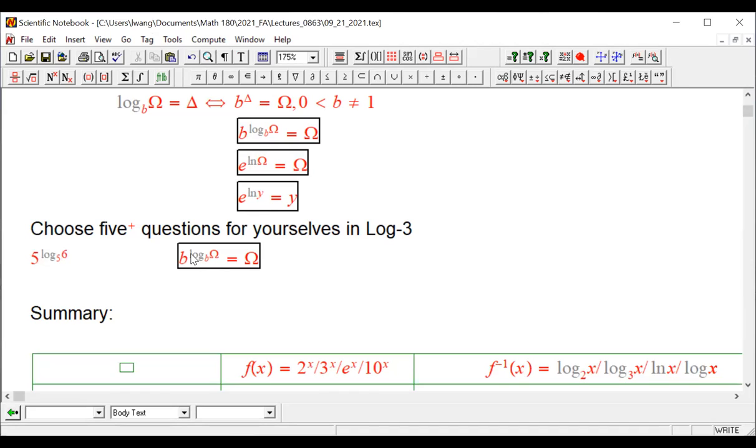The base is the five before the logarithm, that's 1. And the number at the omega place is 6. Therefore, the answer is what? The answer is 6. You don't have to show a lot of work at all in these cases.